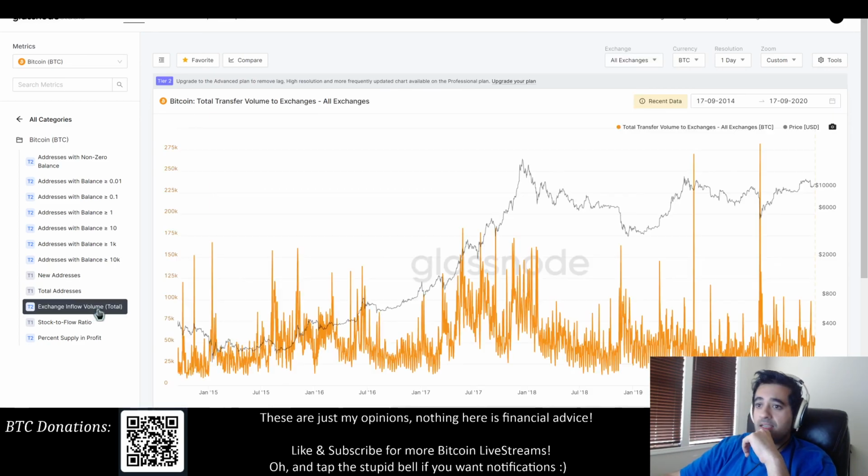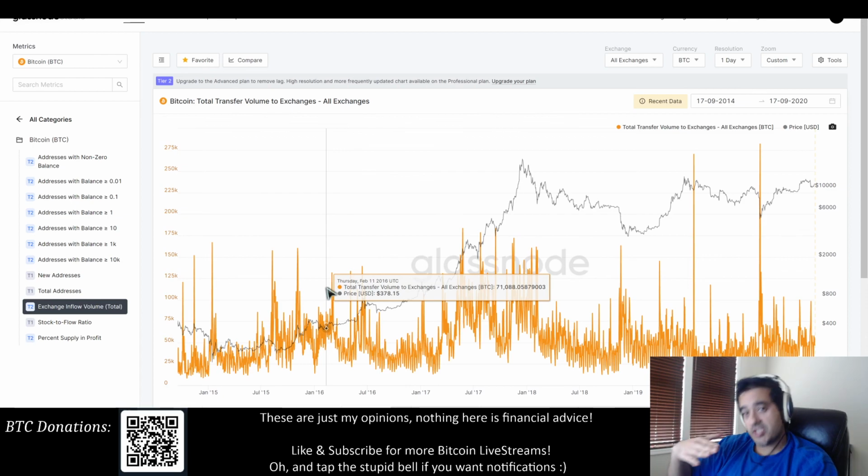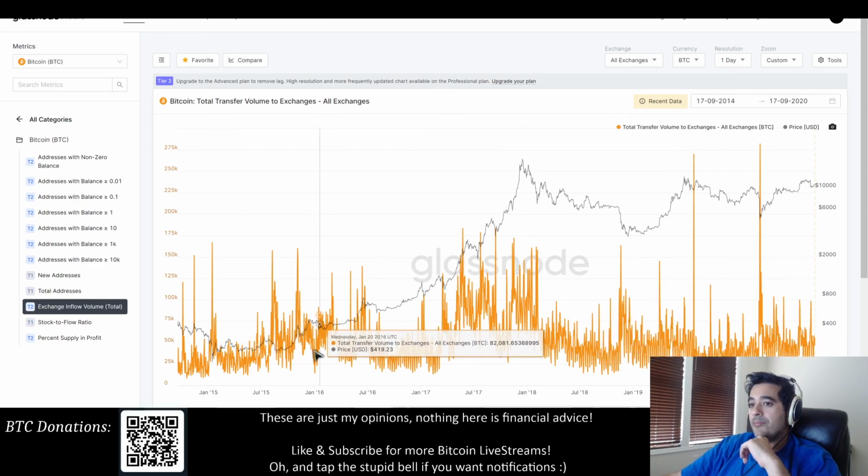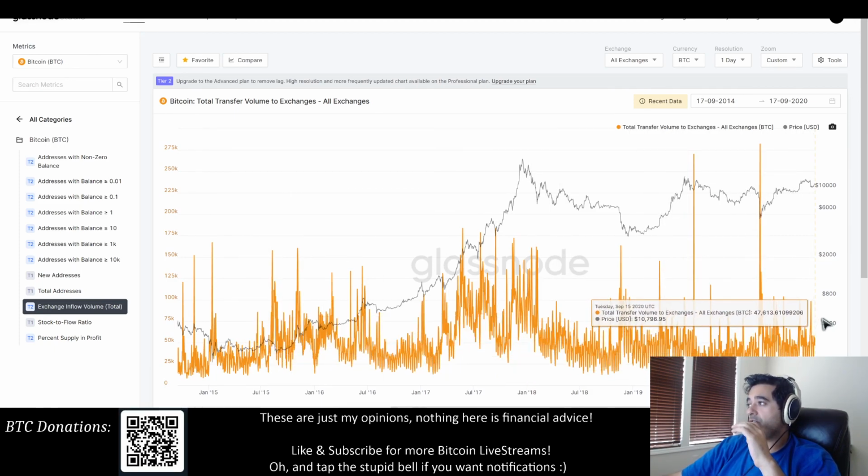All right, next up, the exchange inflow volume. This is telling us the amount of BTC that's being transferred to exchanges. You can also look at the exchange outflow volume, but it basically looked roughly the same. Like there's not much inflow and outflow now. We had a lot of peaks of inflow, and now we're seeing a lot of outflow. So basically, the volume that we're seeing to exchanges has dropped significantly.